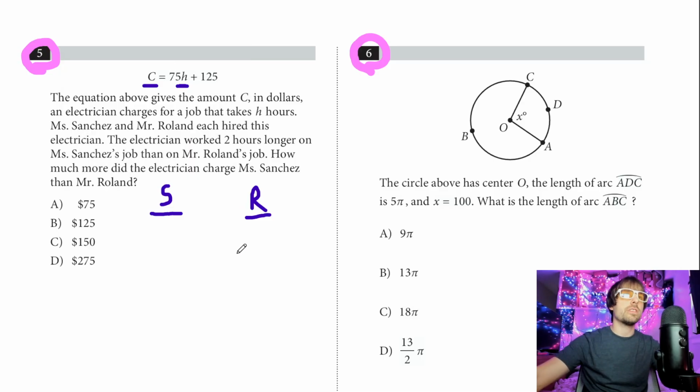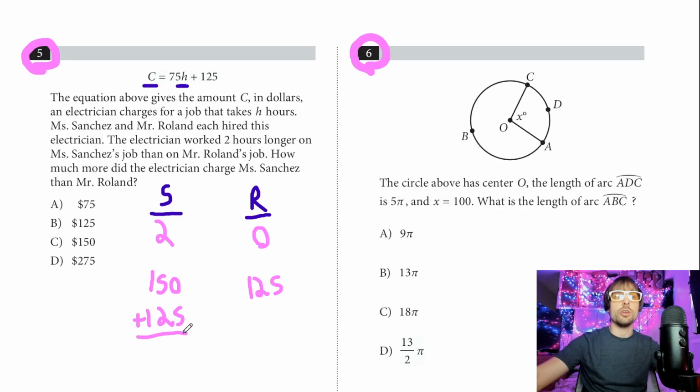The electrician worked 2 hours longer on Miss Sanchez than Mr. Rowland's. So for these ones, you could figure out just via slope, but just in case, if we know that they worked 2 hours longer for Miss Sanchez, I could just do 2 hours for Miss Sanchez, 0 for Mr. Rowland. I put 0 in for this. It's going to cost $125 for the electrician to show up. And then 2 in for this, it's going to be $150 plus $125. So technically it's going to cost $150 more for the 2 extra hours. So it's just going to be C here.